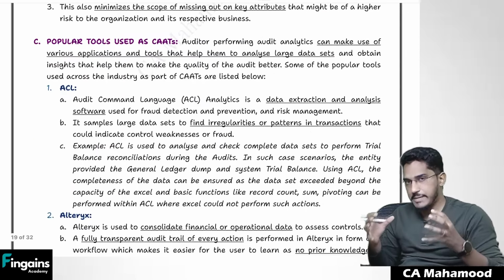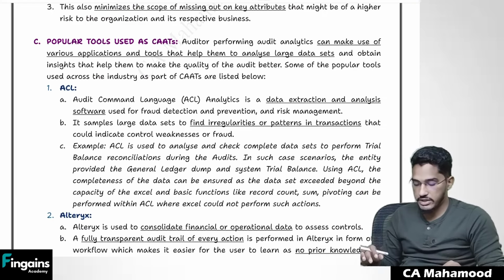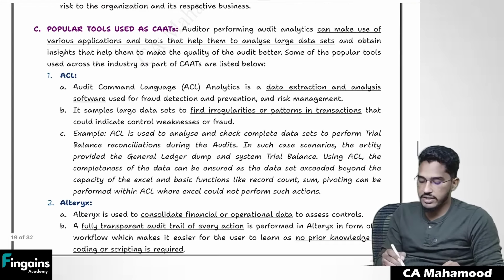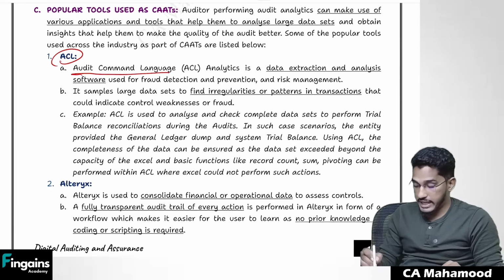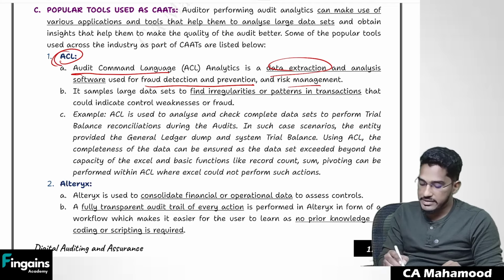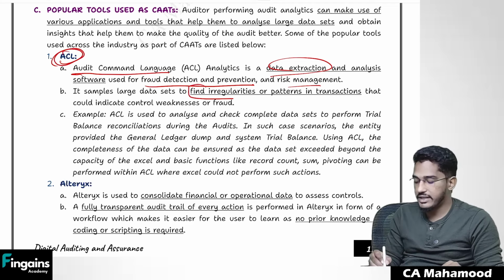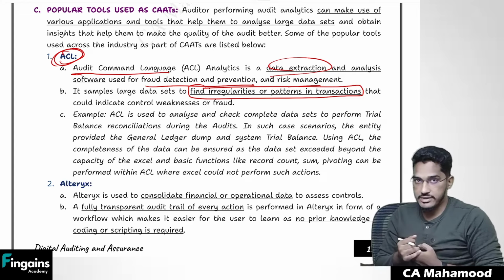They have given a few names of the softwares which are available in the market today, which will be used by the auditor for the purpose of conducting the audits. Examples of the CAATs they have given here: there is something called ACL, audit command language, which is a data extraction tool, and it is used for fraud prevention and detection and also risk management. Mainly this ACL will be used for finding irregularities and patterns. It will study the data, establish the patterns and find any irregularities.